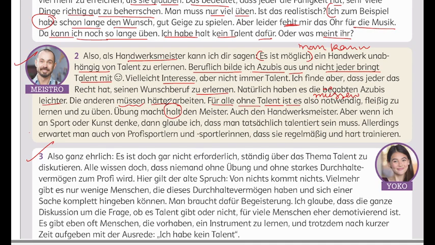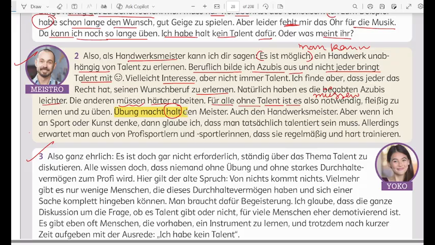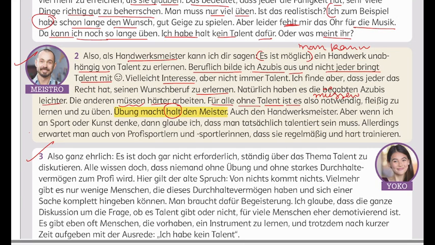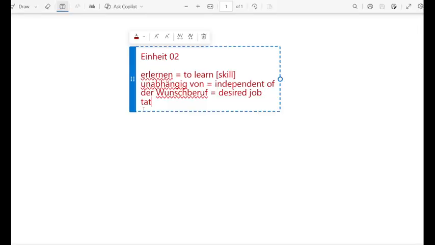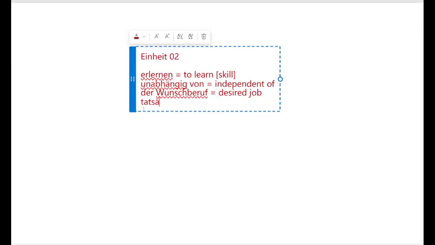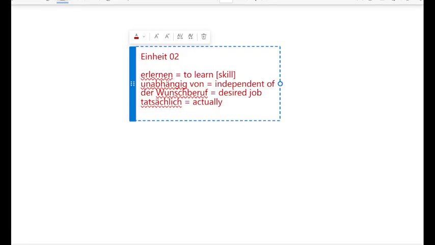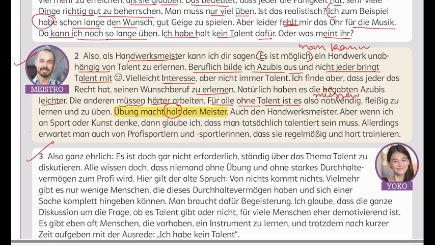Halt is again a filler here. Übung macht den Meister. This is a quote which you can include in your Schreiben. Aber wenn ich an Sport oder Kunst denke, when I think of sport or art, dann glaube ich, dass man tatsächlich talentiert sein muss. Tatsächlich means actually. So you indeed should be talented.